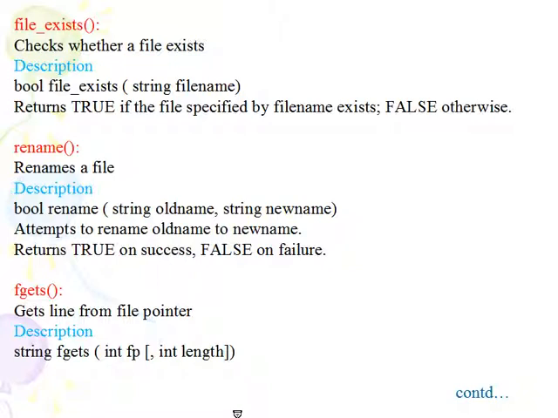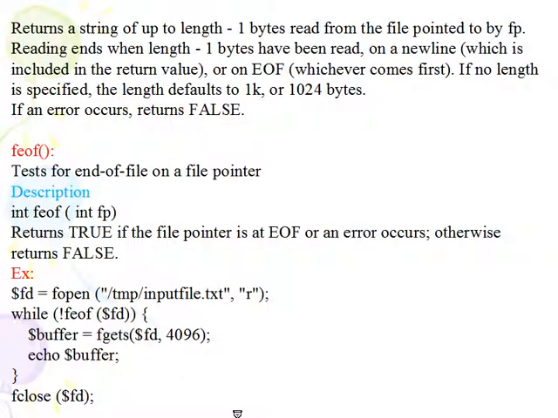And the next function is fgets. It is used to get a line from the file pointer. The reading of the file ends when length minus 1 bytes have been read, on a new line, or when end of file has occurred. If no length is specified, the length is by default taken as 1K or 1024 bytes. If any error occurs, it returns false.